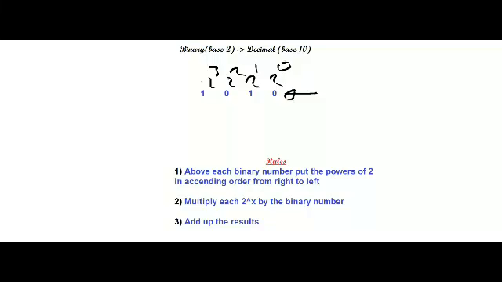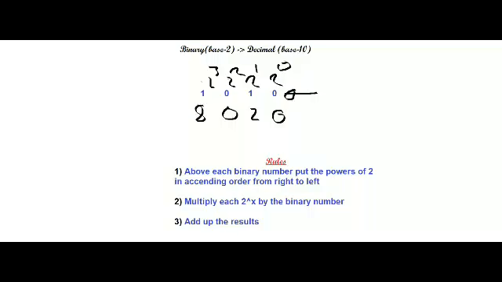Now we're going to do the second rule and multiply each 2 to the power of x by the binary number. So 2 to the power of 0 evaluates to 1. 1 times 0 is 0. 2 to the power of 1 is 2. 2 times 1 is 2. 2 to the power of 2 is 4. 4 times 0 is 0. 2 to the power of 3 is 8. 8 times 1 is 8.